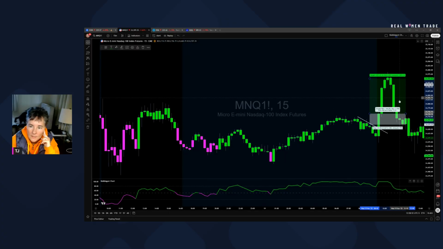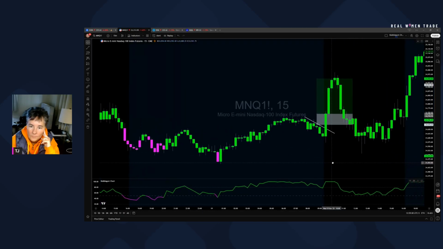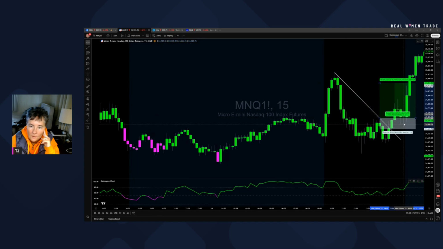And then we have this deep pullback, and you can see the bubble flow is moving down. So we want to stay out. We have another trend. Oh, we can do this. Trend break like this. So you can see on our trend, we have 1, 2, 3 touch points, and then we break. So we would have gotten long on this.